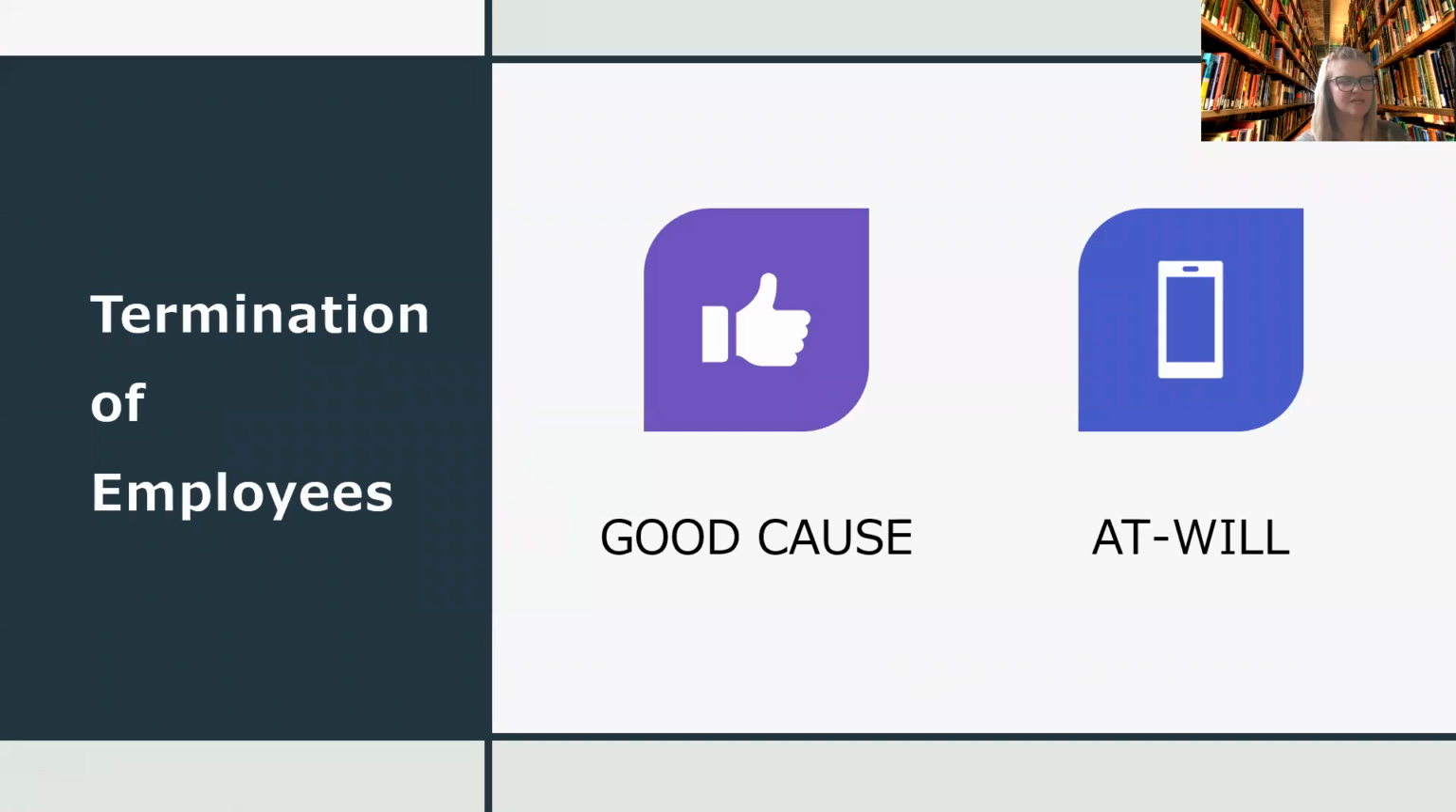Okay, so termination of employees. Traditionally, an employee who works without an employment contract is called an at-will employee, and they can be fired with or without cause, without any recourse against the employer. Good cause means a reasonable job-related ground for dismissal based on a failure to satisfactorily perform job duties, disruption of the employer's operation, or other legitimate business reasons.